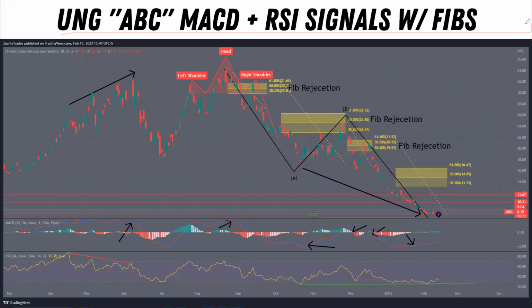We're going to break down natural gas. We're going to look at UNG. We're also going to take a look at oil, and we will break down actually the spot prices of natural gas.